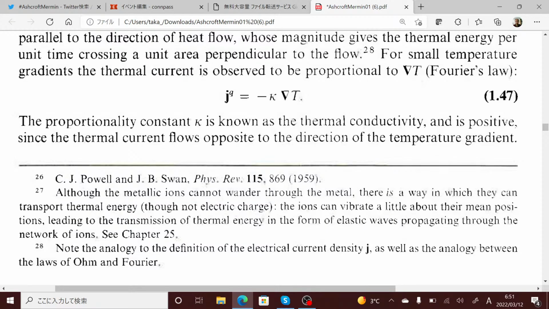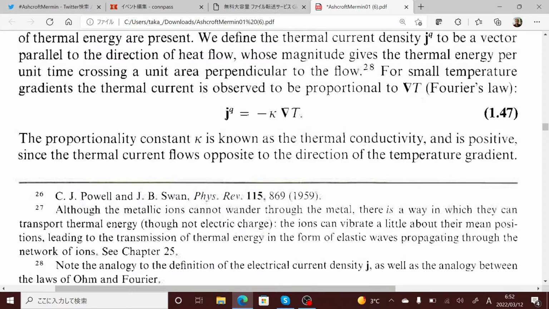Although the metallic ions cannot wander through the metal, there is a way in which they can transport thermal energy, though not electric charge. The ions can vibrate a little about their mean position, leading to the transmission of thermal energy in the form of elastic waves propagating through the network of ions. See chapter 25.